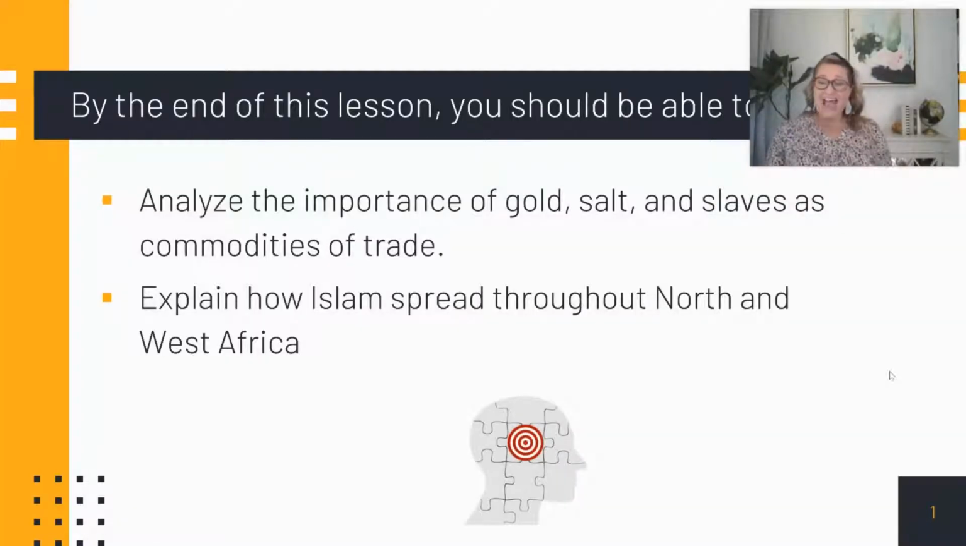All right, by the end of this lesson, you should be able to analyze the importance of gold, salt, and slaves as commodities of trade. And you should be able to explain how Islam spread throughout both North and West Africa. So make sure you write those down at the top of your notes. Those are our learning targets for this lesson.